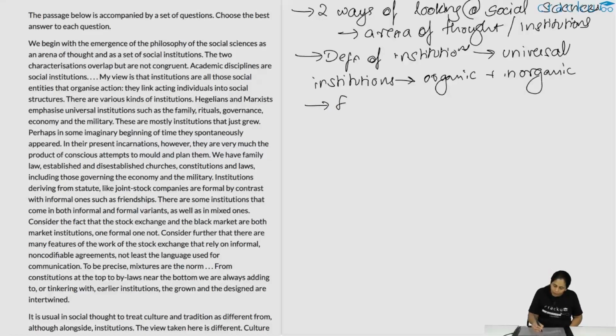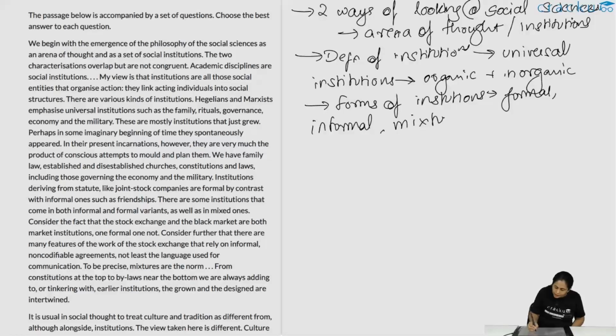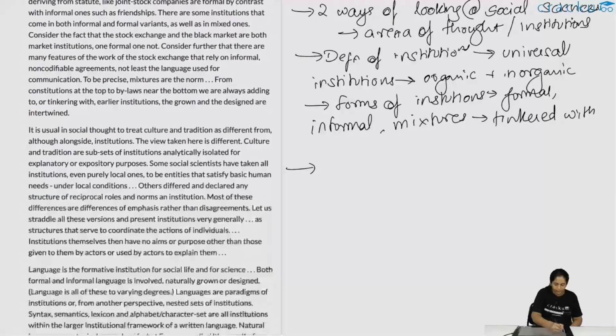So forms of institutions: formal, informal, and mixtures. And how every institution is constantly being tinkered with. Now let's take a look at the next paragraph.